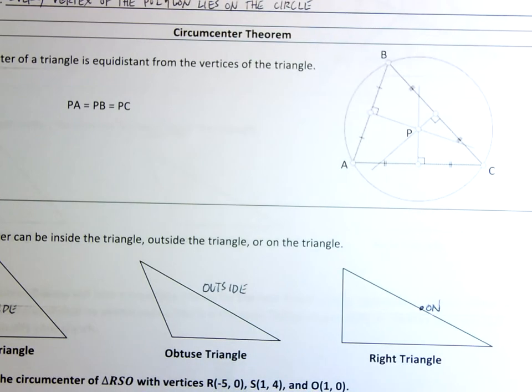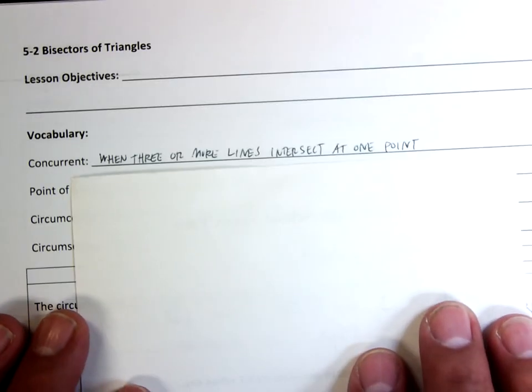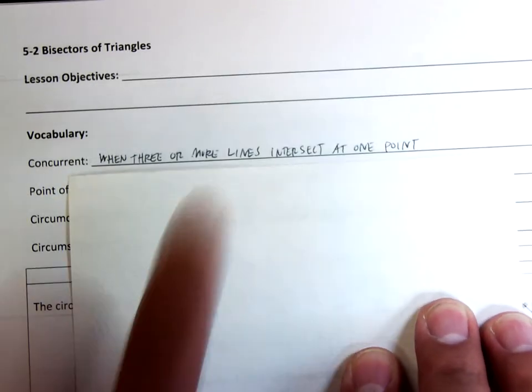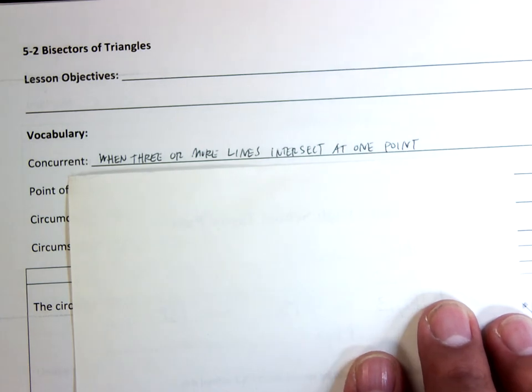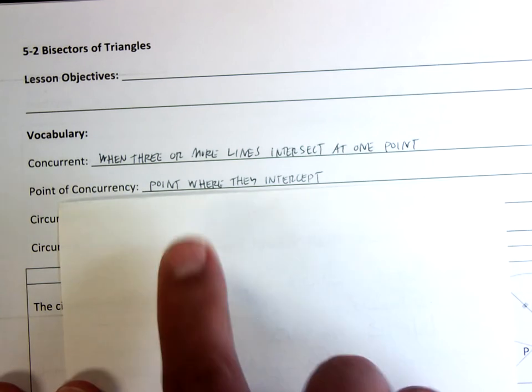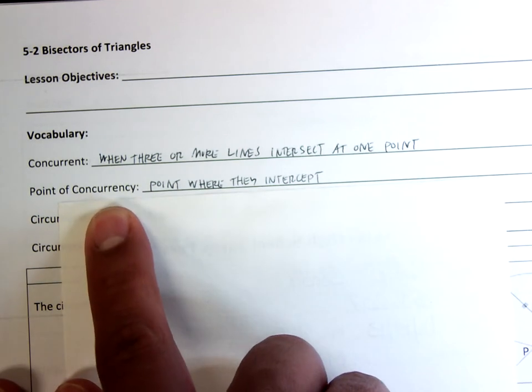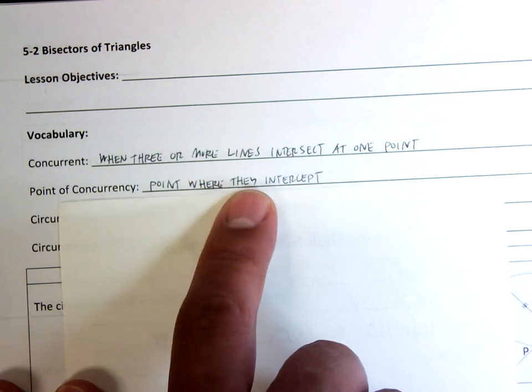Okay, moving right along. We'll skip the objective here. Concurrent is when three or more lines intersect at one point. So if I draw three lines, or four, or five, six, seven, whatever, and they all touch, the point where they all meet, that's called concurrent. And that point where they all meet is called the point of concurrency. So the point of concurrency is just the point where all the lines meet.